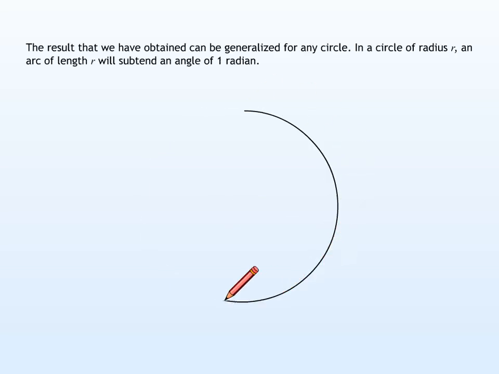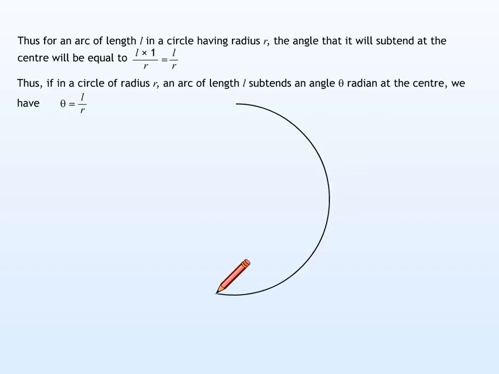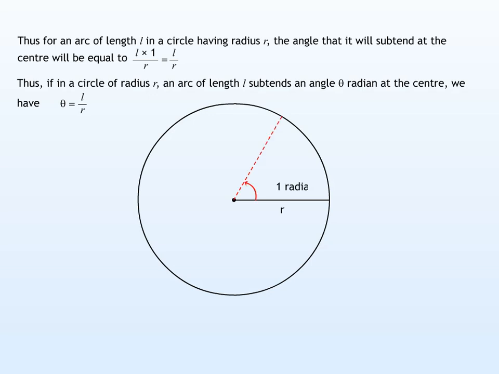The result that we have obtained can be generalized for any circle. In a circle of radius r, an arc of length r will subtend an angle of 1 radian. Thus, for an arc of length L in a circle having radius r, the angle that it will subtend at the center will be equal to L into 1 upon r, which is equal to L by r. Thus, if in a circle of radius r, an arc of length L subtends an angle theta radian at the center, we have theta is equal to L by r.